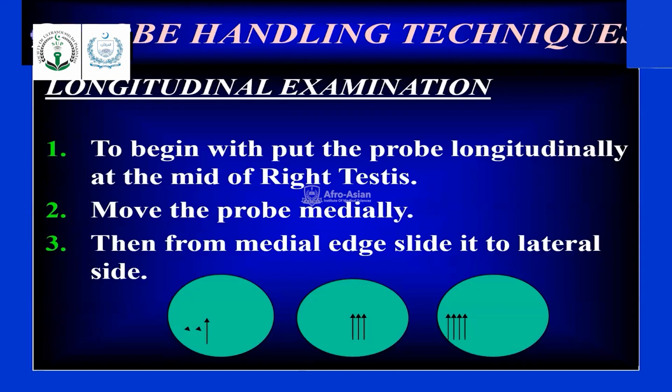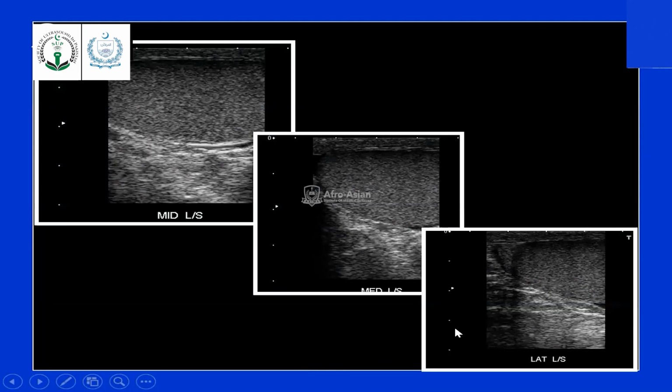Probe handling: we can have longitudinal scanning. To begin with, put the probe longitudinally at the mid of the right testicle. Move the probe medially, then from the medial edge to the lateral side. So we put it longitudinally, then move medially and then go laterally again. This is the mid-longitudinal section. Then we have the medial and lateral longitudinal sections.